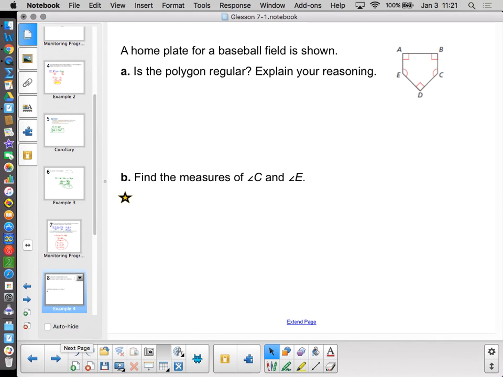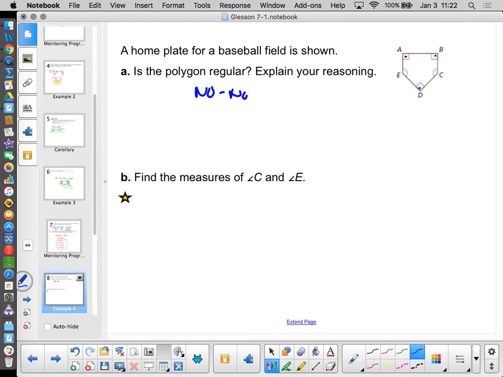Again, reminder, what is a regular polygon? A regular polygon is one where all the sides are congruent and all the angles are congruent. This is clearly not a regular polygon because angles A, B, and D are all congruent. They're all right angles. E and C are also congruent, but they are not right angles. So since not all the angles are exactly the same measurement, that is not a regular polygon. No, not all angles are congruent. Now, you find the measure of angle C and E.